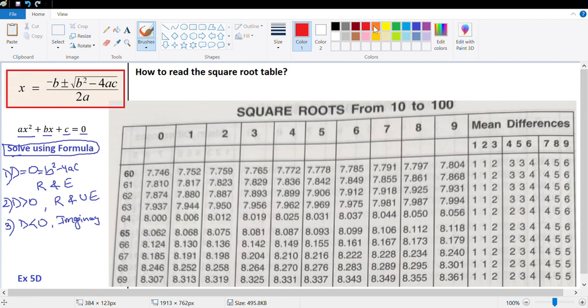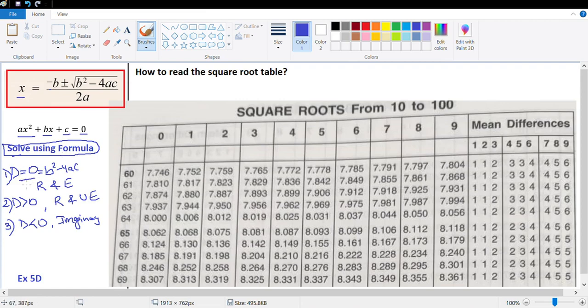But it's a very important formula. You can be rest assured that one question in your board exam will definitely be from this exercise. At least one, if not two. Right? So the formula is x is equal to negative b plus minus root of b square minus 4ac upon 2a. Now let's quickly look at it.